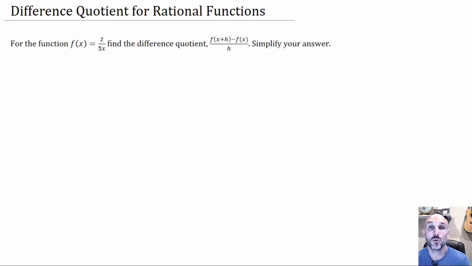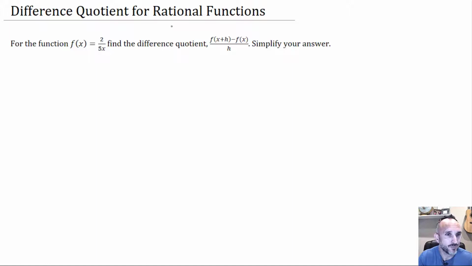Alright, let's look at a more difficult difference quotient. I'm going to walk you through here and hopefully it won't be too bad. We're going to find the difference quotient when our original function is a fraction, when it's a rational function. So let's get started here with this first example. f of x equals 2 over 5x, and we want to find the difference quotient.